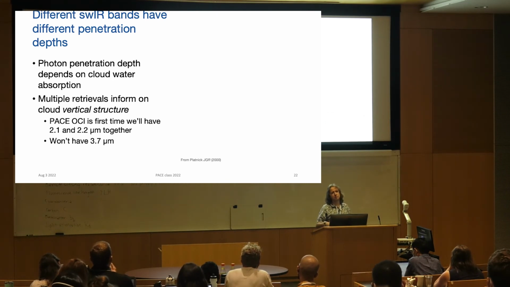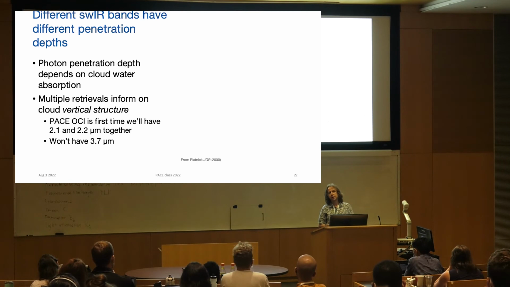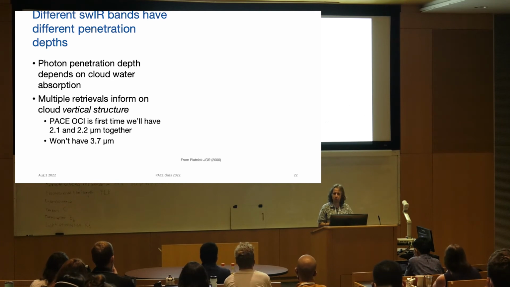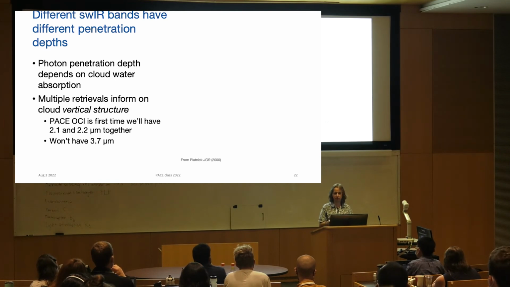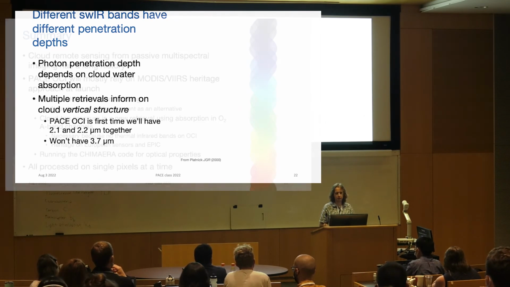So the idea is if you do the retrieval multiple times and you use different shortwave infrared bands each time, then if you get the same answer or if you get different answers, it tells you something about what might be the vertical structure of the cloud droplets within this cloud, which can be useful, for example, because if it's raining or if it's going to rain, you can get very different profiles to if it's not.